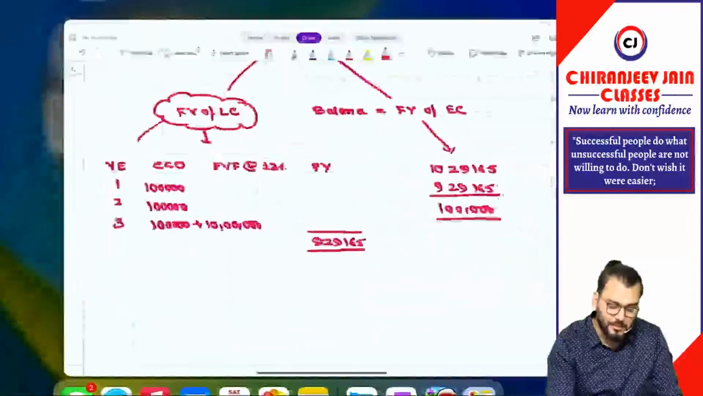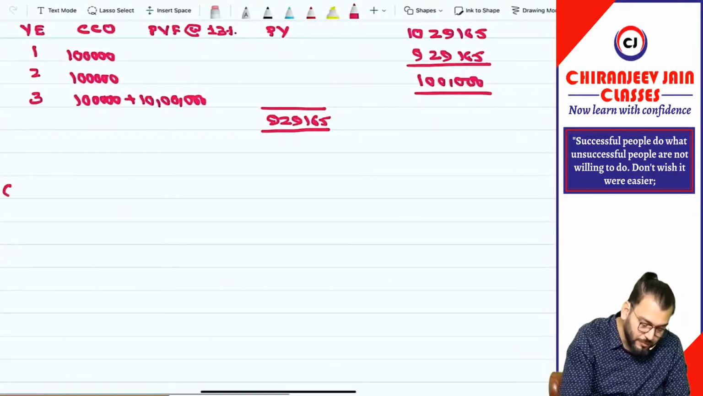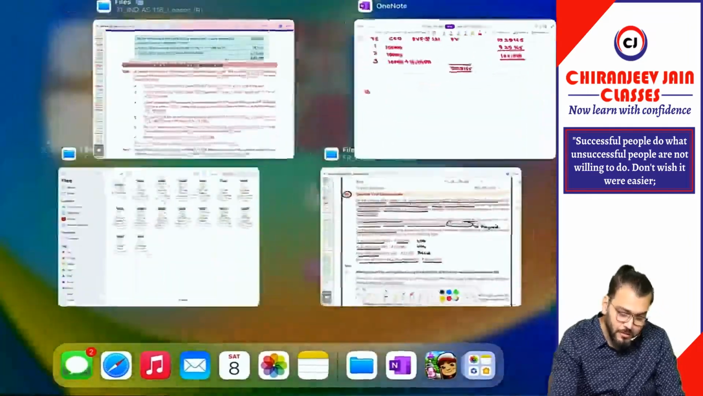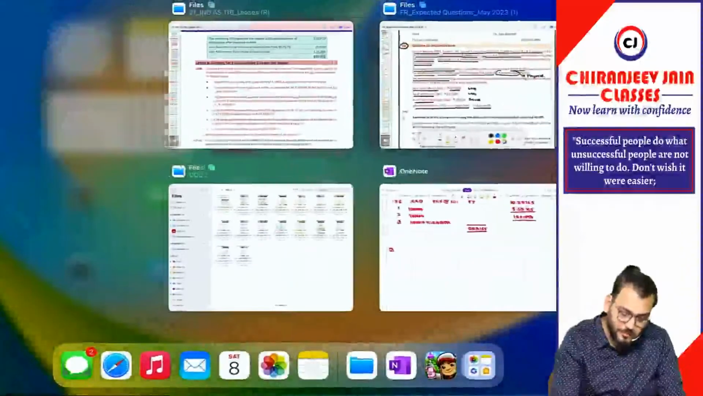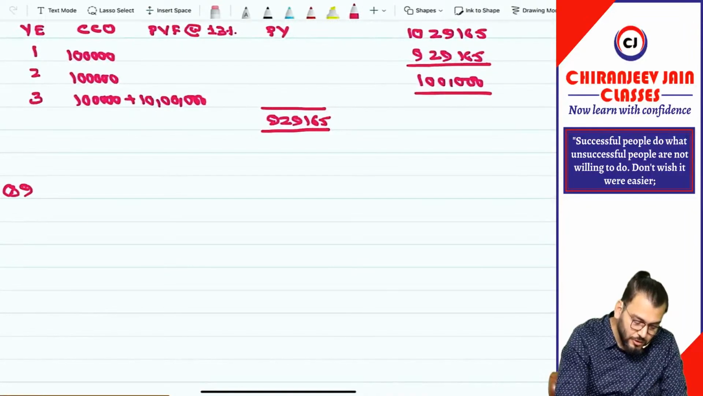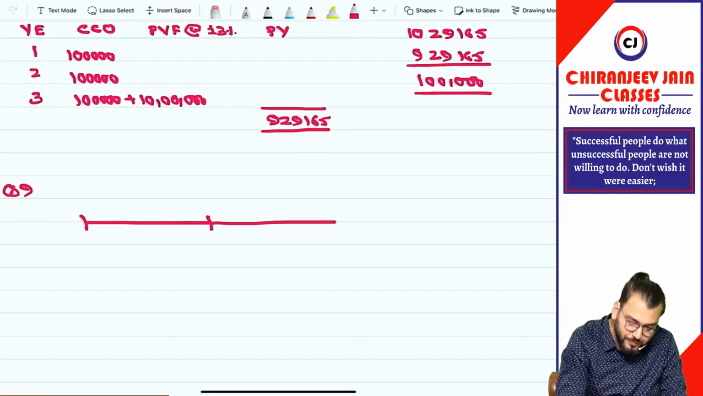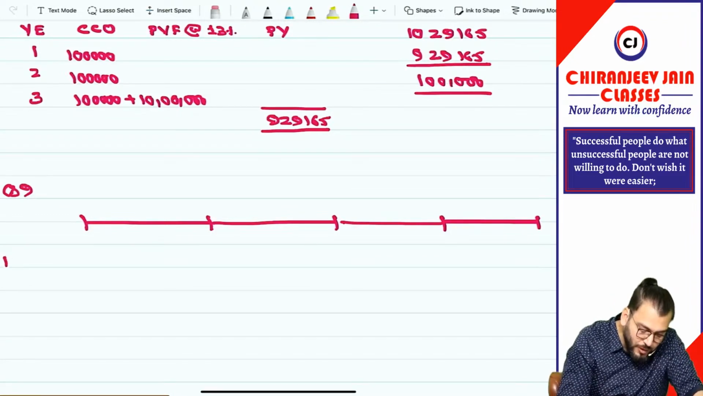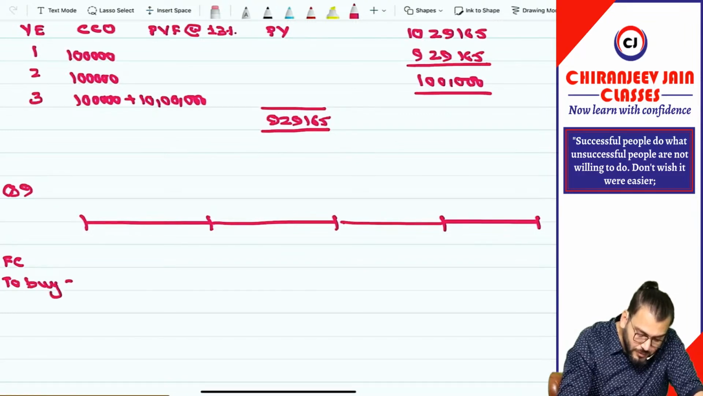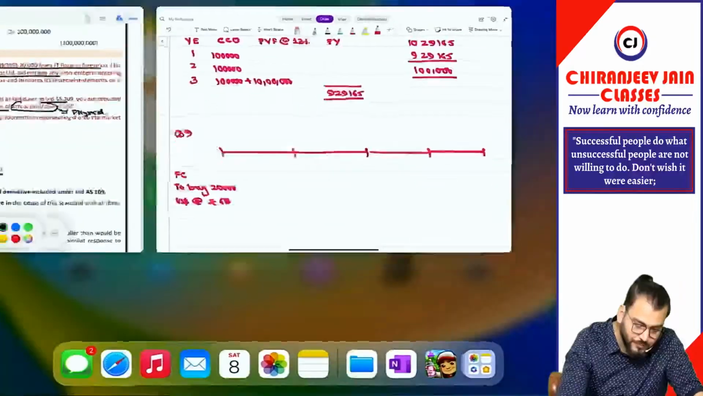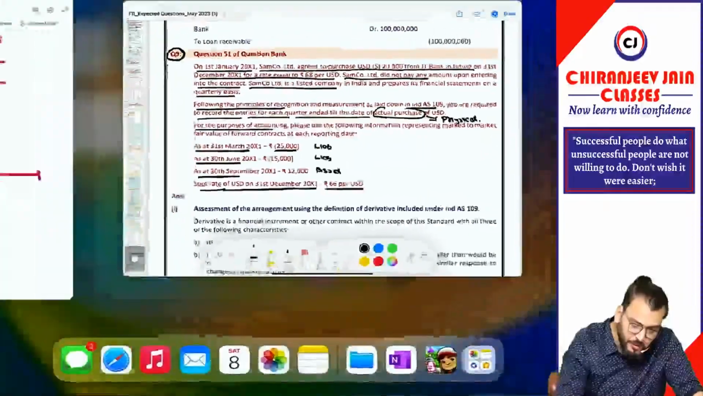Correct. So let me explain this question first. We are doing question number 9. You can see there are 4 quarters. So we have entered into a forward contract to buy 20,000 US dollars at rupees 68 per US dollar.